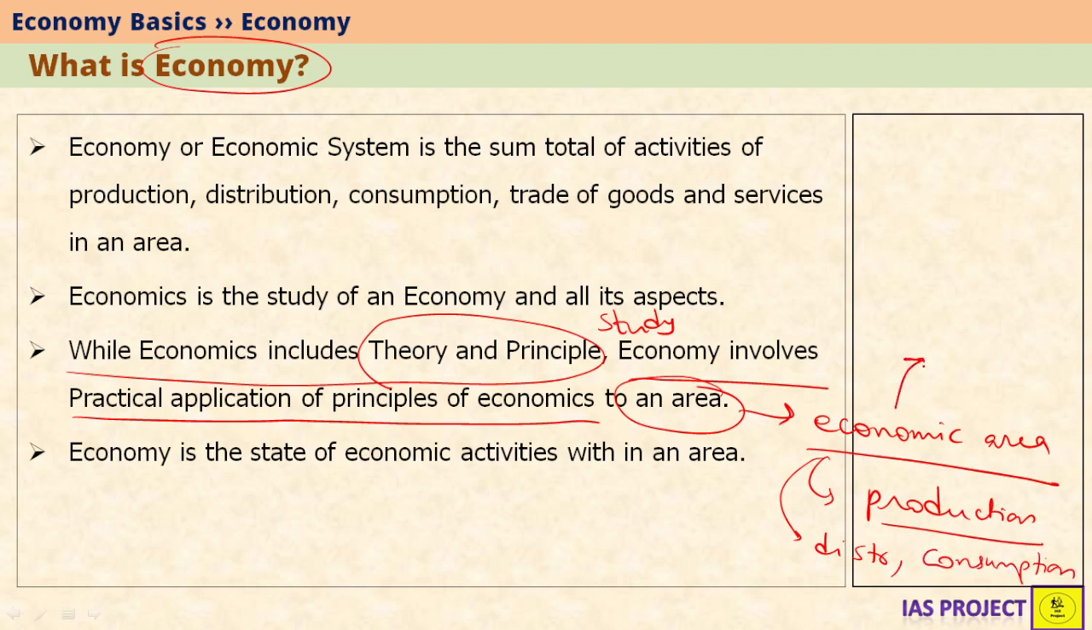Economic area is generally under the effective control of a single government. For example, a country can be called an economic area, or a state can also be called an economic area. Even a village can be called an economic area if the Gram Panchayat, for example, is regulating the economic activities in that area. So economics is a theoretical aspect, economy is a practical aspect. However, the word economy has very broad aspects also.